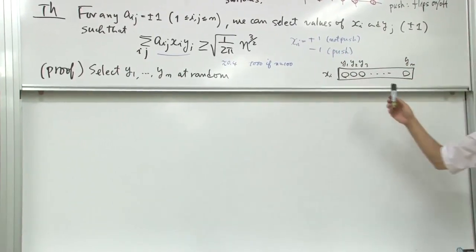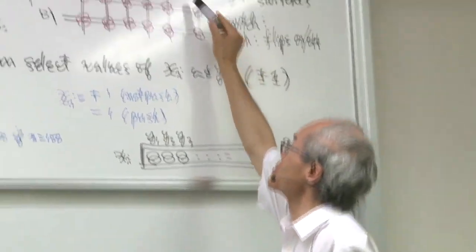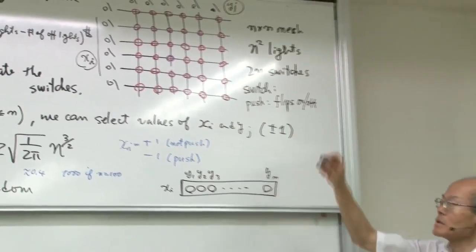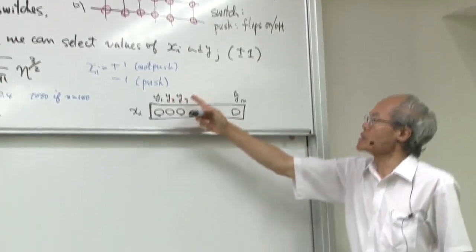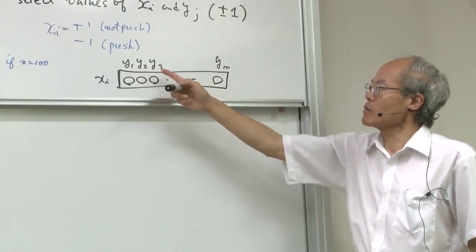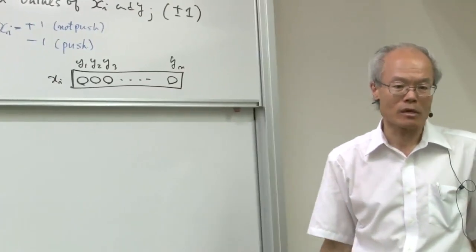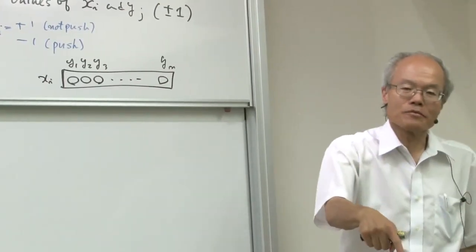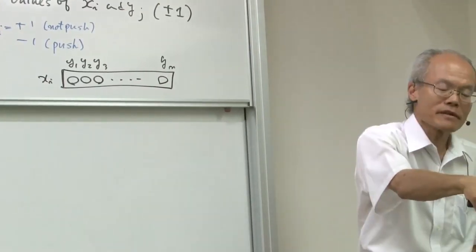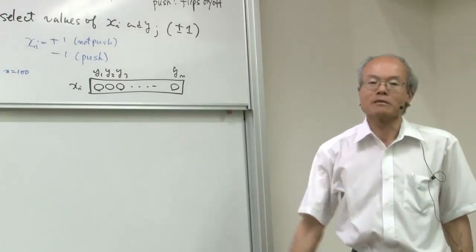Okay, so look at this law. Then the switches are y1, y2, y3. What you do is just select y1, y2, y3, up to yn completely at random between plus and minus 1. Just completely at random. You push the first switch with probability 1/2, and the same for each of the others.